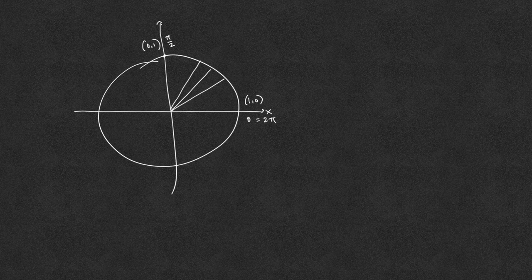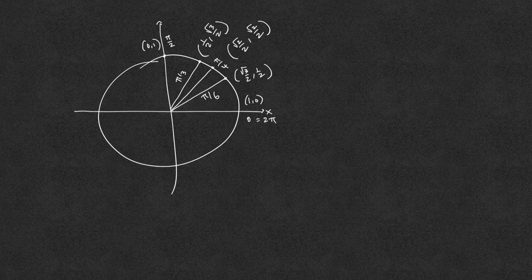Between 0 and pi over 2 is the angle pi over 4, with the coordinate root 2 over 2, root 2 over 2. If we take pi over 2 and divide it by 3, we will get pi over 6, and the coordinate at this point is root 3 over 2, 1/2. And using symmetry, the coordinate at the angle pi over 3 is 1/2, root 3 over 2.